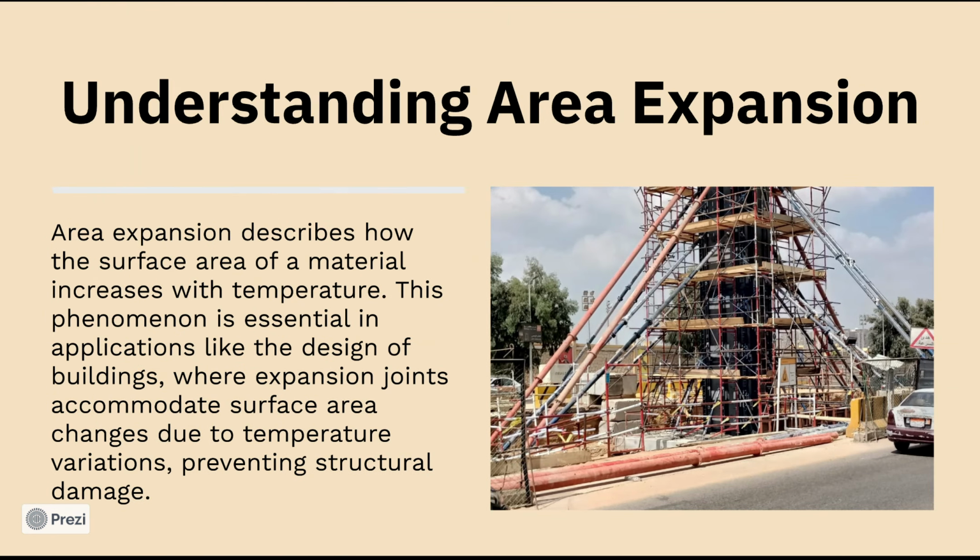So another type of thermal expansion is area expansion. Area expansion describes how the surface area of a material increases with temperature. This phenomenon is essential for applications like the design of buildings, where expansion joints accommodate surface area changes due to temperature variations, preventing structural damage. Like, imagine a house. When it's heated too much, the concrete cracks. That's thermal expansion.